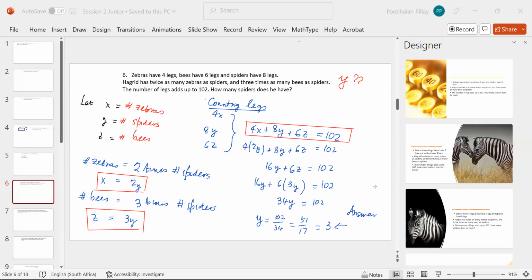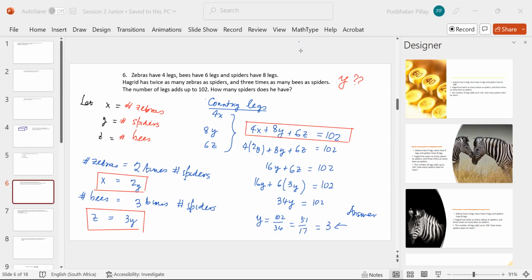So the first sentence says zebras have 4 legs. Okay, we know that. Bees have 6 legs. And spiders have eight legs. Okay, that's interesting information. Hagrid has twice as many zebras as spiders and 3 times as many bees as spiders. The number of legs adds up to 102. How many spiders does he have?